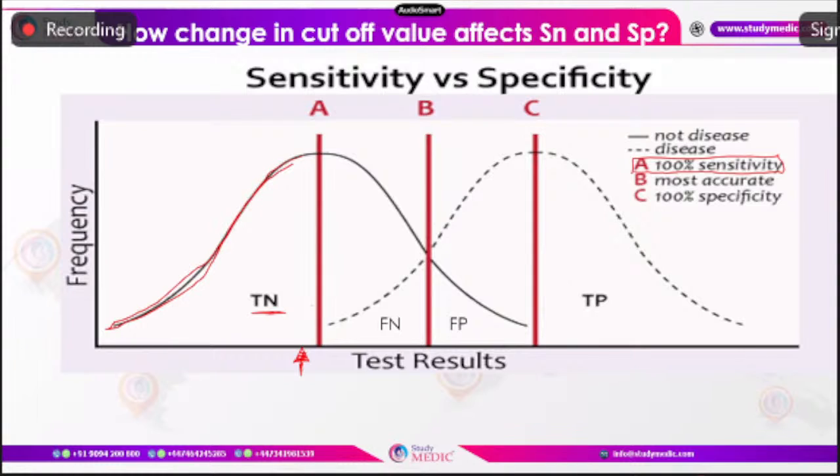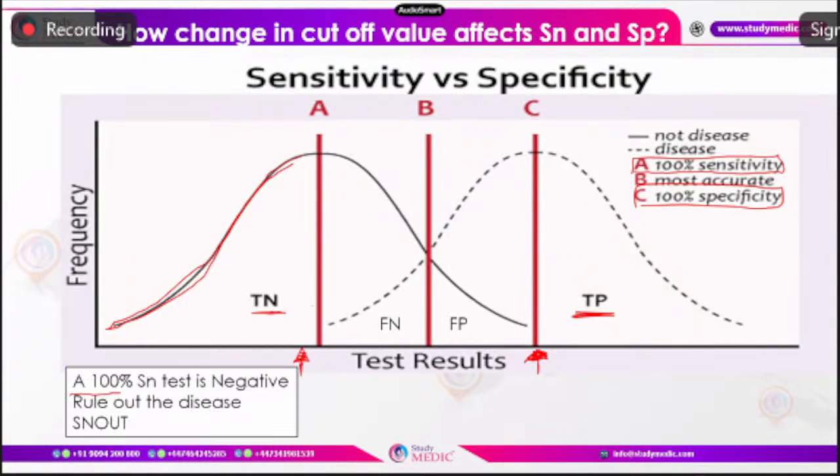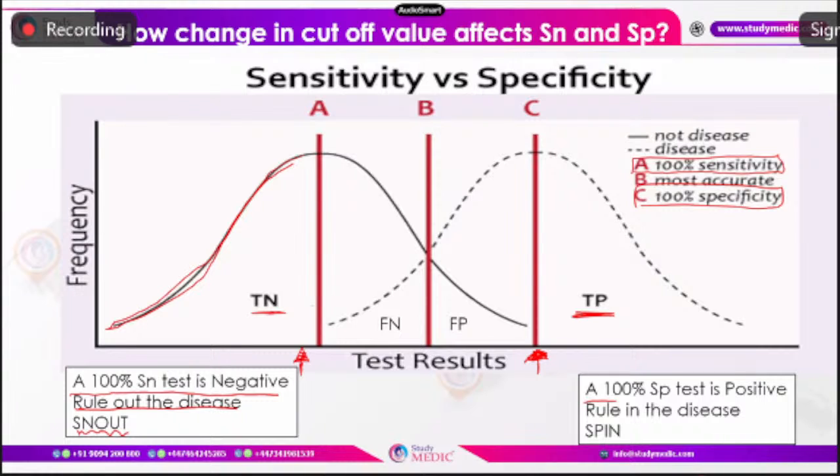Now, if the test is 100% specific, and its cutoff value is here, that is C, a 100% specific test, and it tests positive, then definitely we can rule in the disease. So when a 100% sensitive test is negative, we can rule out the disease. You can remember SNOUT. When a 100% specific test is positive, you can rule in the disease. That is SPIN. So this is the characteristic of these 100% sensitive and 100% specific tests.